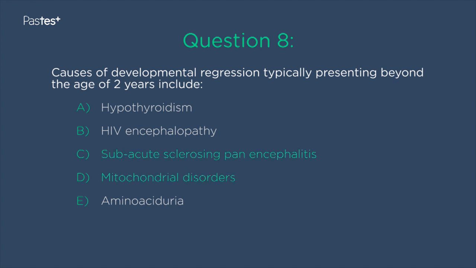It's always important to look out for loss of already acquired skills when taking a developmental history. Recognized causes of developmental regression beyond the age of 2 years are many and include subacute sclerosing panencephalitis, very rare in developed countries following the introduction of effective measles immunization. Also, other acquired CNS infection, including HIV and prion disease, leukodystrophies, Wilson's disease, other neuronal storage and mitochondrial disorders. Developmental regression before the age of 2 years is typically seen in hypothyroidism, aminoacidurias, and some of the lysosomal storage disorders, including certain of the mucopolysaccharidoses. So the answers to this question are: A is false, B is false, C is true, D is true, and E is false.